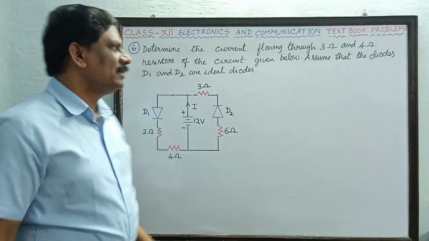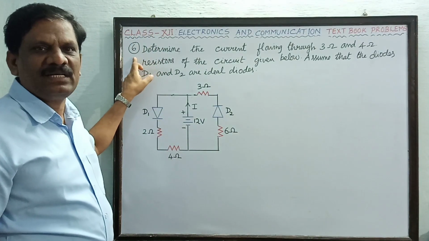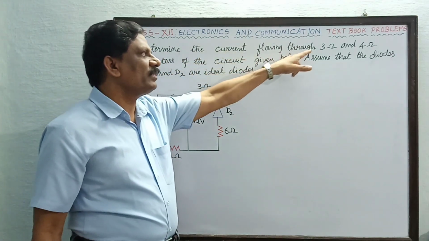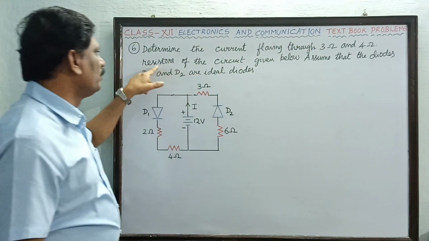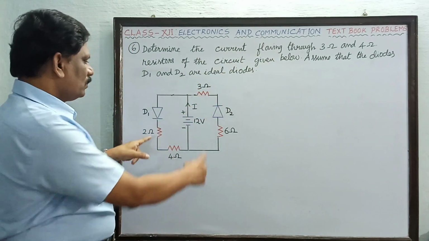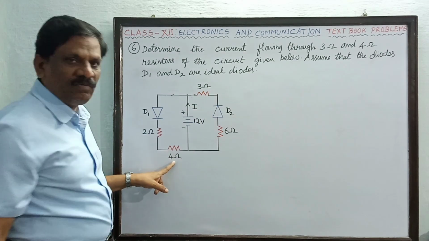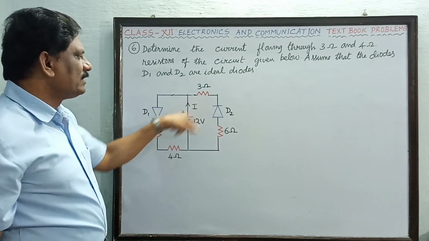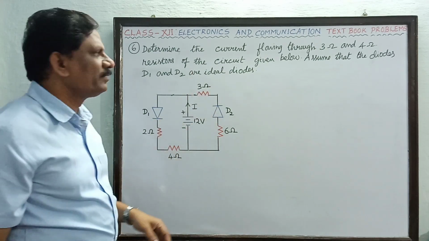Hi students, now let us solve problem number 6. Determine the current flowing through the 3 ohm and 4 ohm resistors of the circuit given below. So the 3 ohm resistor and the 4 ohm resistor are given here. Through these, how much current is flowing is the question.